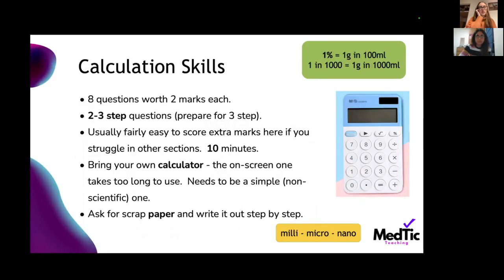I've put in green a little box about what 1% means and what 1 in 1,000% means. It can be in the heat of the exam quite confusing doing your unit conversions and your orders of magnitude, so be very careful with that. And I actually wrote down every single step on paper just to make sure I wasn't making a mistake. There is an on-screen calculator provided in the exam, but I would recommend bringing your own one.